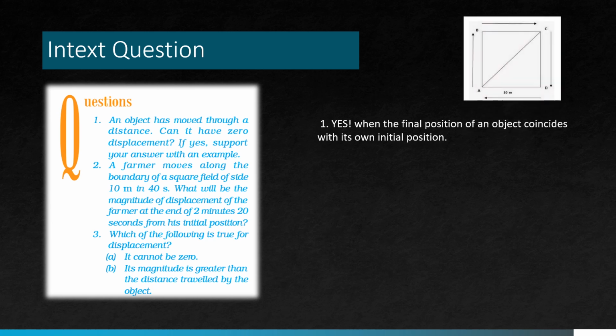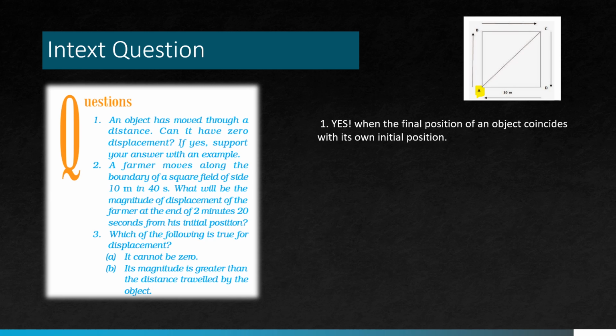So this is a square field. I take A as the initial or the reference or the starting position of the farmer. He moves along this square field. Okay. So I know the side is 10 meter. And I also know that the farmer covers 10 meter in 40 seconds. But what will be the final position of the farmer? That I have to find out.